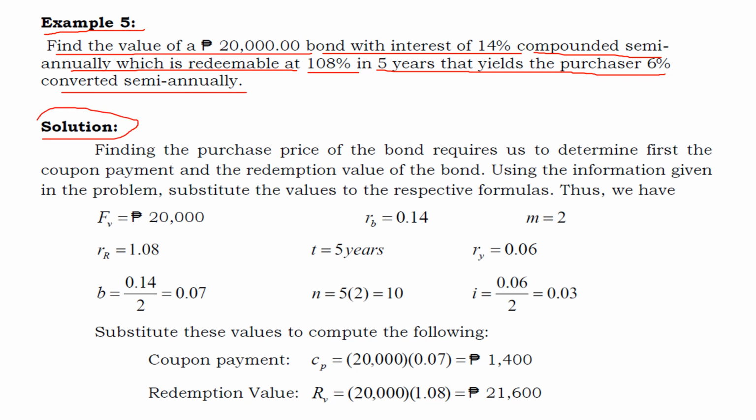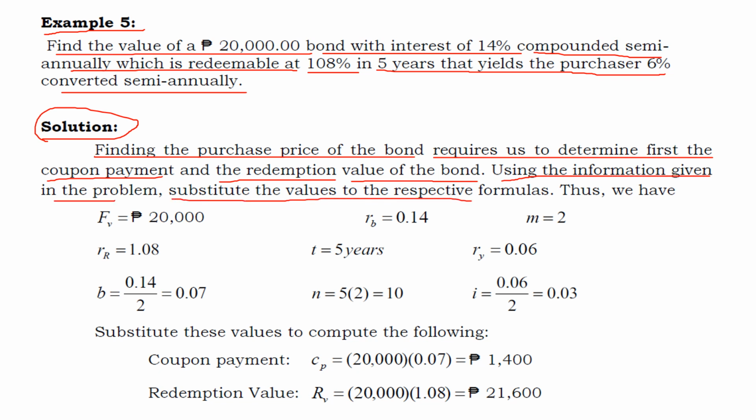So for the solution, finding the purchase price of the bond requires us to first determine the coupon payment and the redemption value of the bond. Using the information given in the problem, substitute the values into the respective formulas. First thing to do is to list down all the given values. So F is 20,000 pesos.